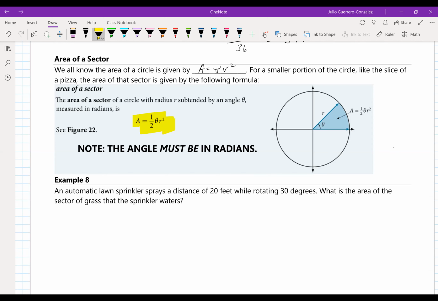And the same caveat, your angle has to be in radians. So you have to convert it first if it's not in radians already. Got it?